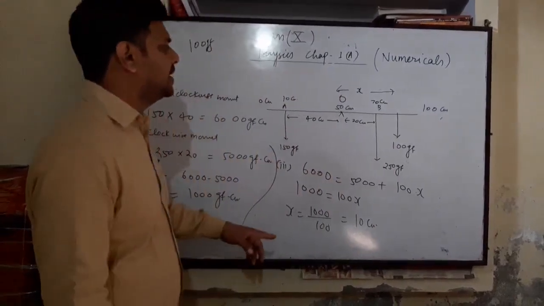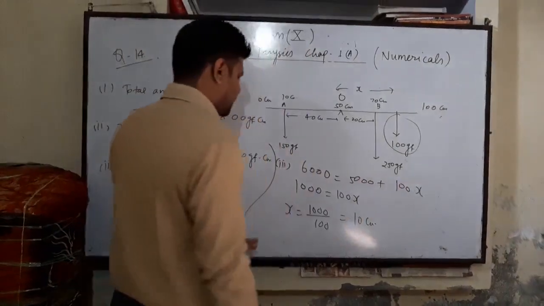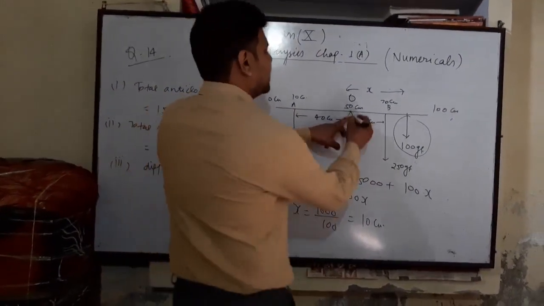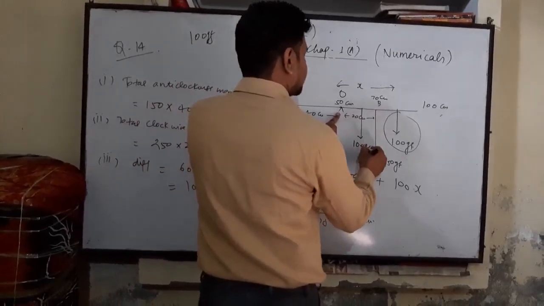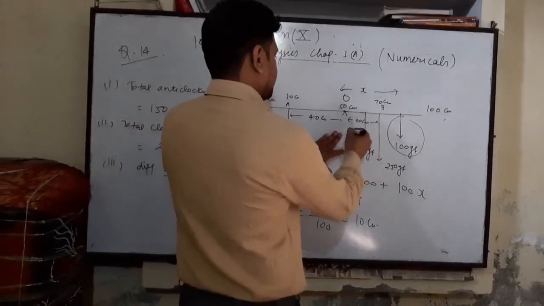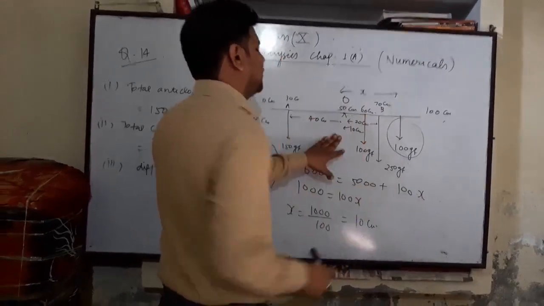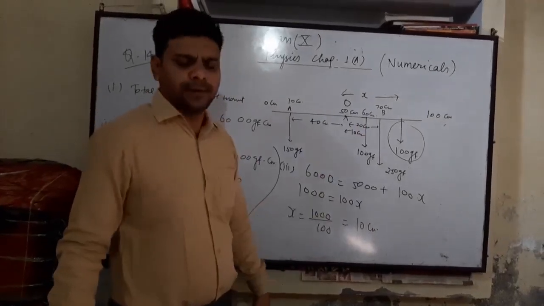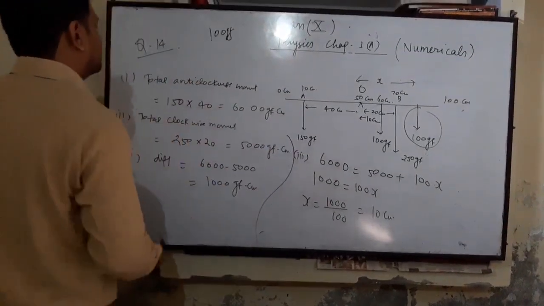We have to suspend this 100 gram weight 10 centimeter from the midpoint. 10 centimeter from the midpoint means here. We have to suspend it. This one is the correct diagram now. This distance is 10 centimeter, or the 60 centimeter mark. We have to suspend this 100 gram force at the 60 centimeter mark, on the right side of the hole.